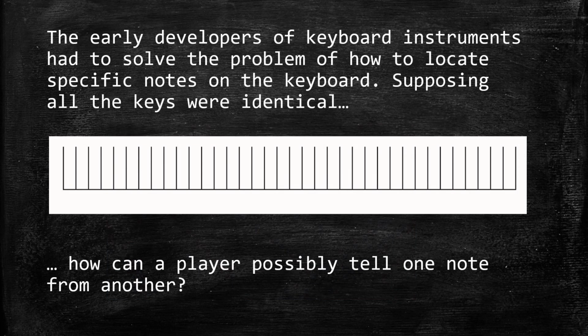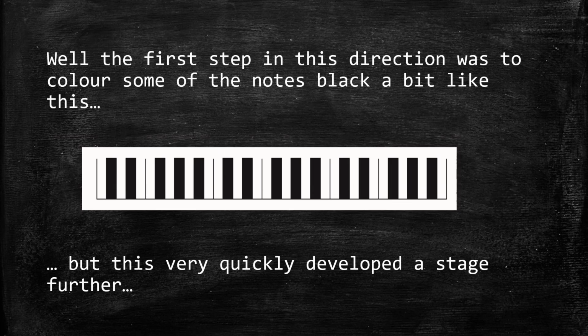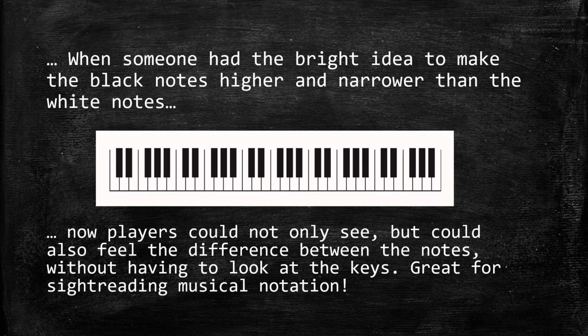The early developers of keyboard instruments had to solve the problem of how to locate specific notes on the keyboard. Supposing all the keys were identical, how can a player possibly tell one note from another? Well, the first step in this direction was to colour some of the notes black, a bit like this. But this very quickly developed a stage further, when someone had the bright idea to make the black notes higher and narrower than the white notes.